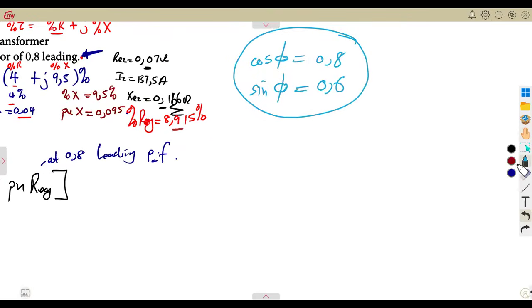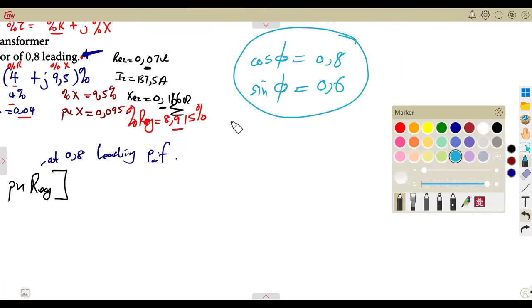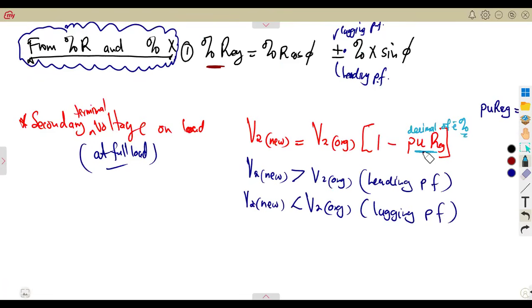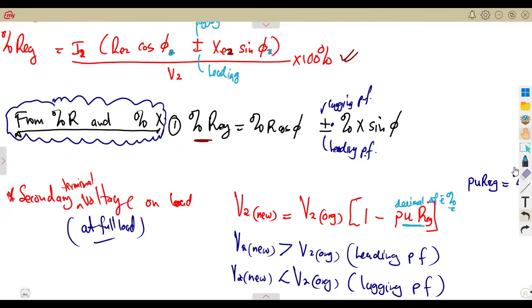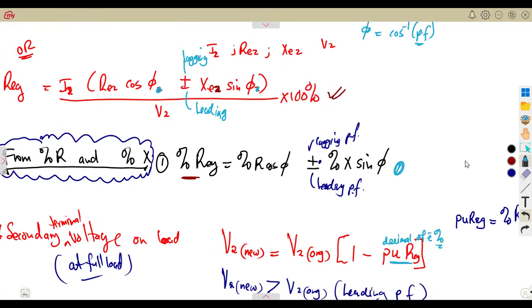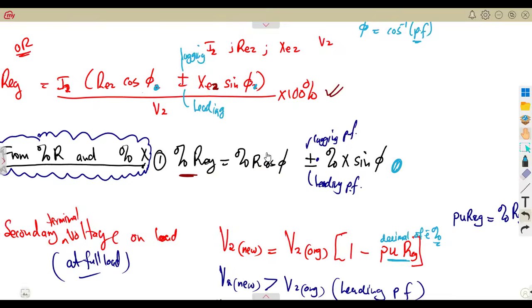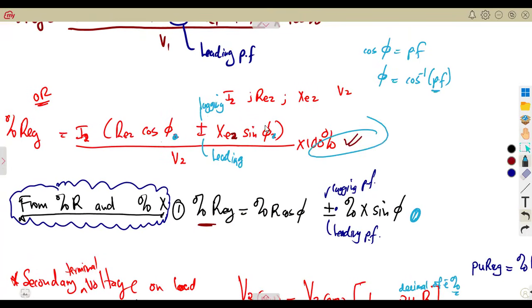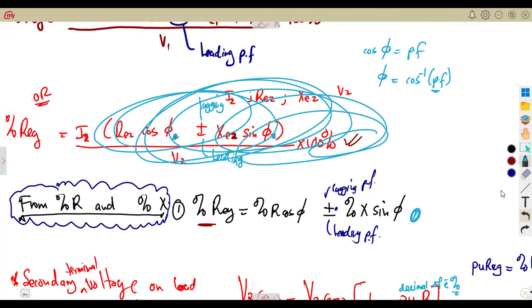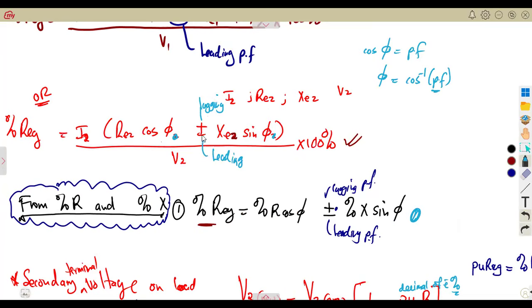The only part that has changed is the leading, which will affect our formula as we calculate what? Percentage regulation. So on your formulas, remember there are two formulas for percentage regulation. I'm not going to explain both this time. I'm just going to work with the shorter one. Remember, your percentage regulation can be calculated from this formula. Use it as it was before, but this time you use a negative because it's a leading power factor.